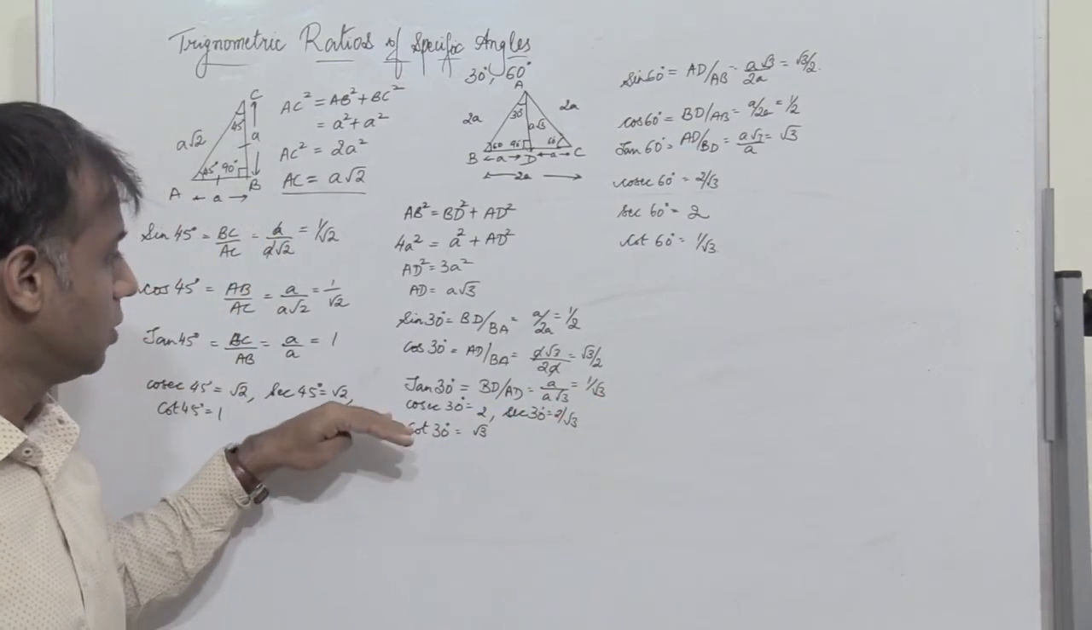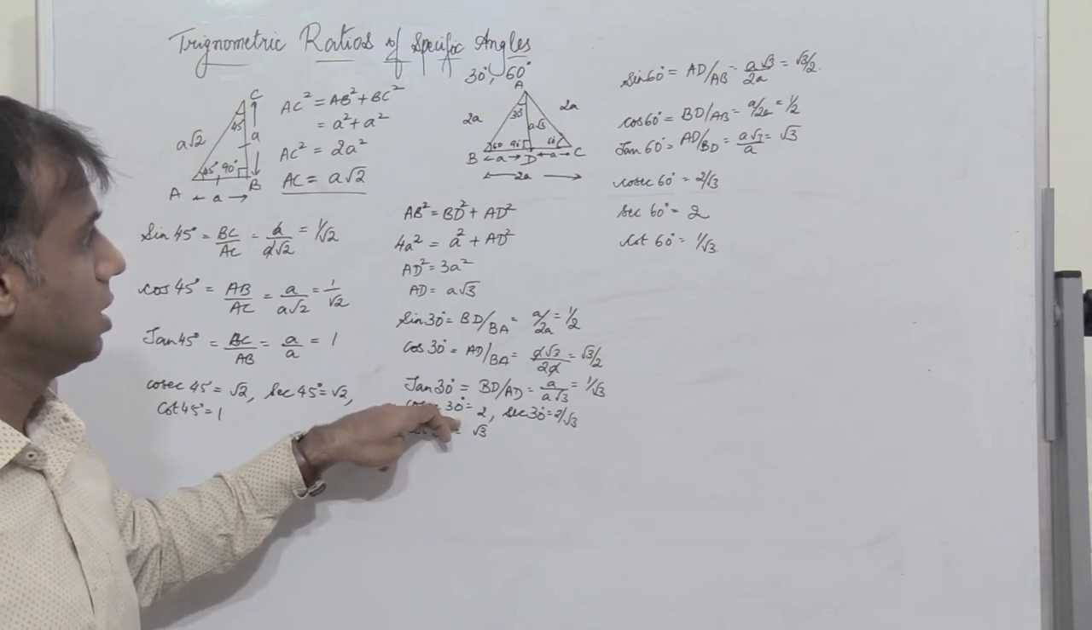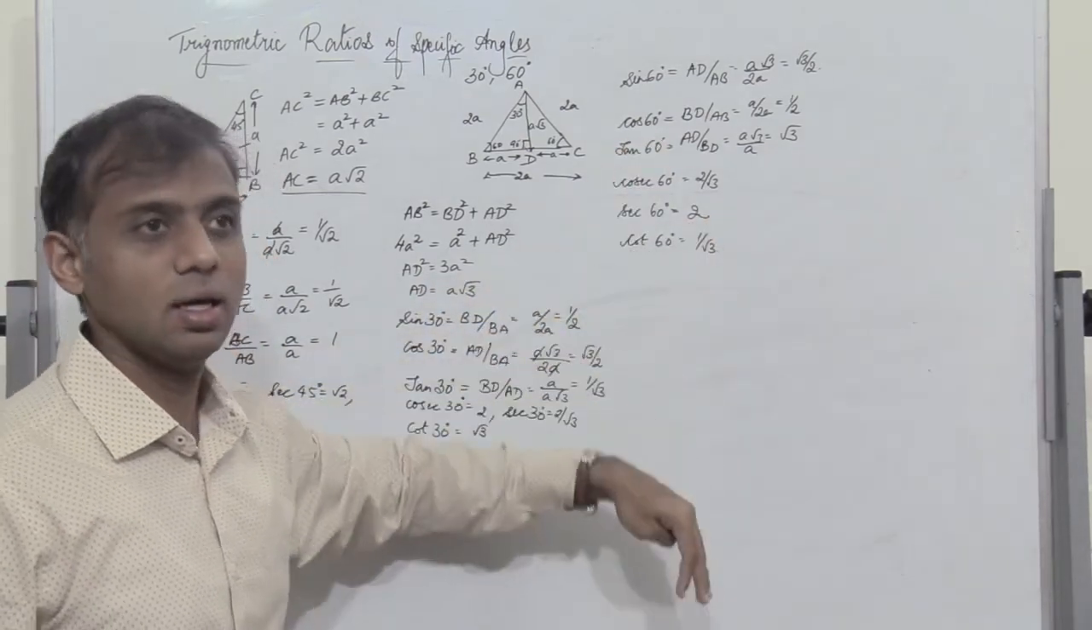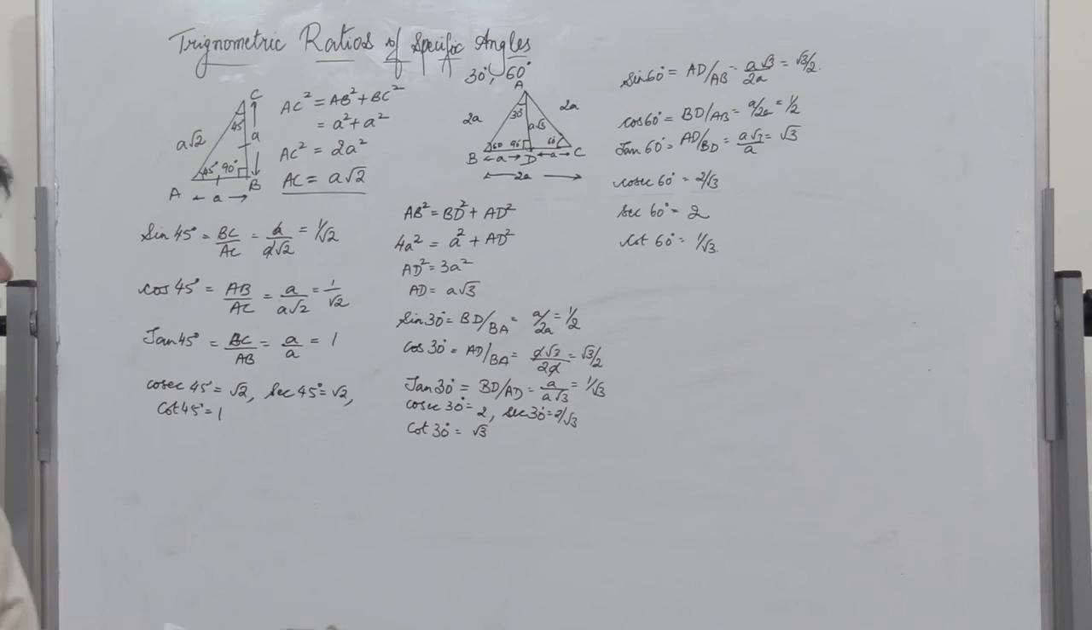Similarly, you can find for cosecant 30. So cosecant 30 is 2, isn't it? But here secant 60 is 2. So like this, they are one and the same here. So we can find their equivalent values. So we have also found out the values for 30, 60 and 45. So now let's find out the value for 0 and 90 degrees.